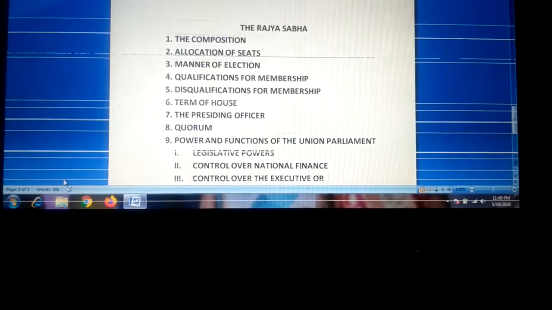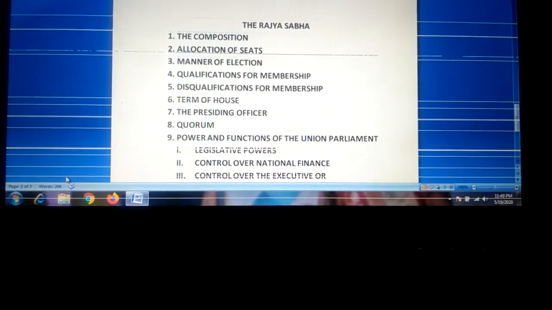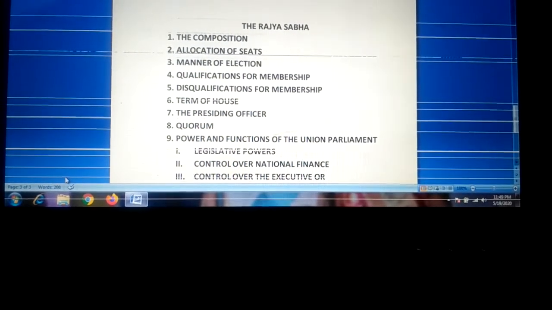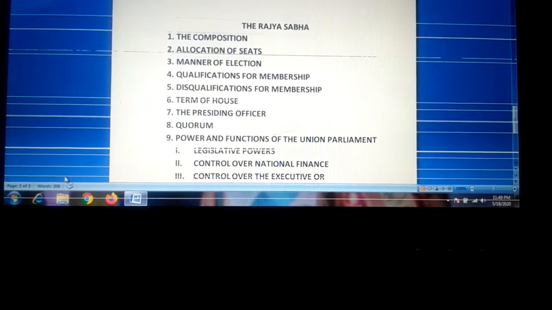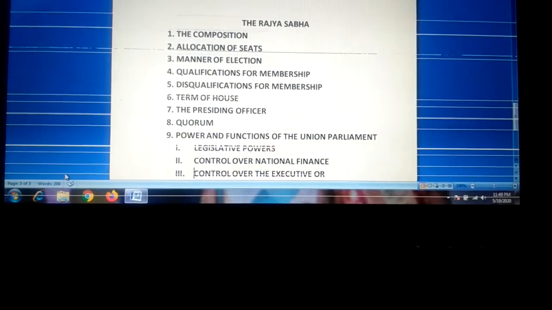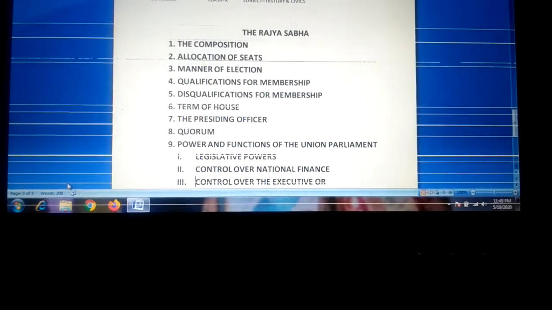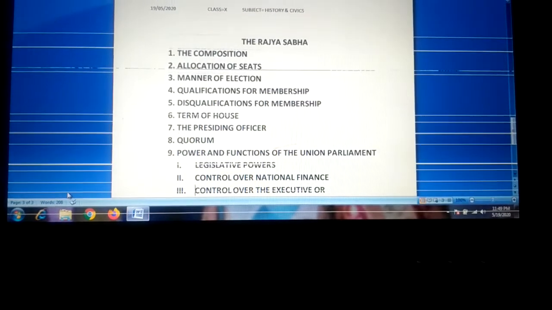Then supplementary grant. You don't need to learn anything about supplementary grant. Vote on account. What is vote on account? You will get it as a 2-mark question.